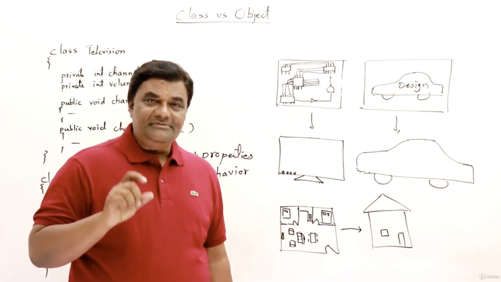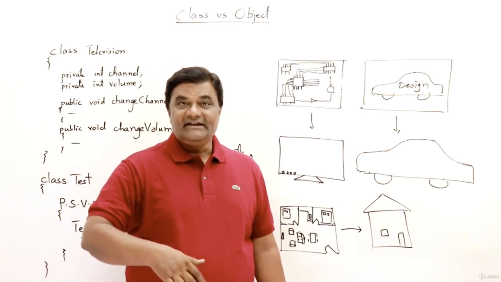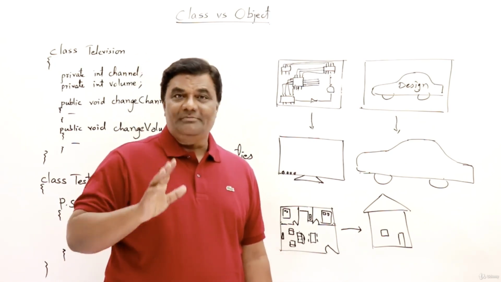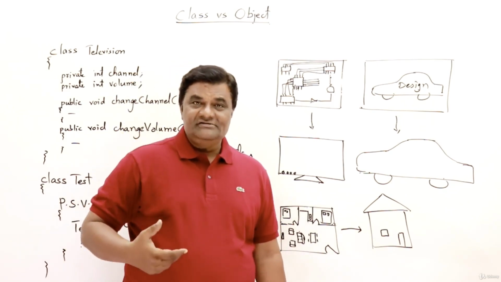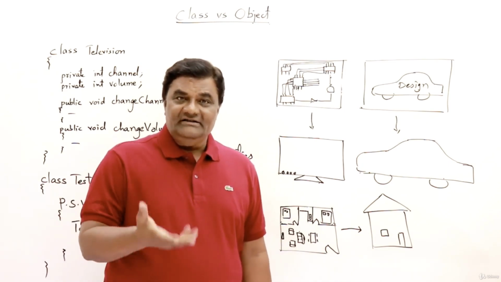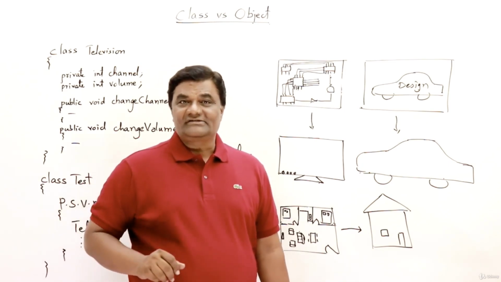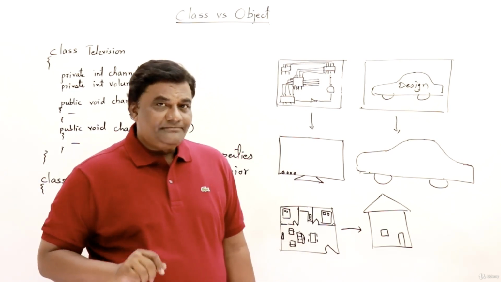Object will have its properties and behavior. Anything in the world can be defined in terms of properties and behavior. Like a human being also you can define in terms of properties and behavior. Like I have my height, my weight, my complexion, a lot of things, my name, these are the properties. I can walk, I can talk, I can eat, I can sleep. These are my behaviors. So anything in the world can be defined in terms of these two.